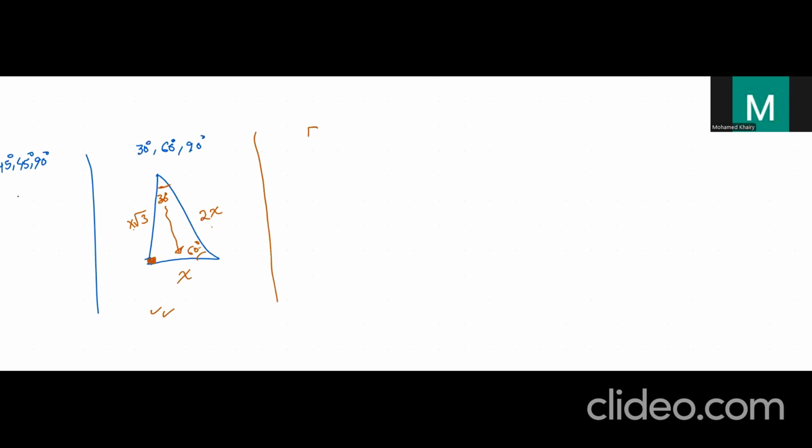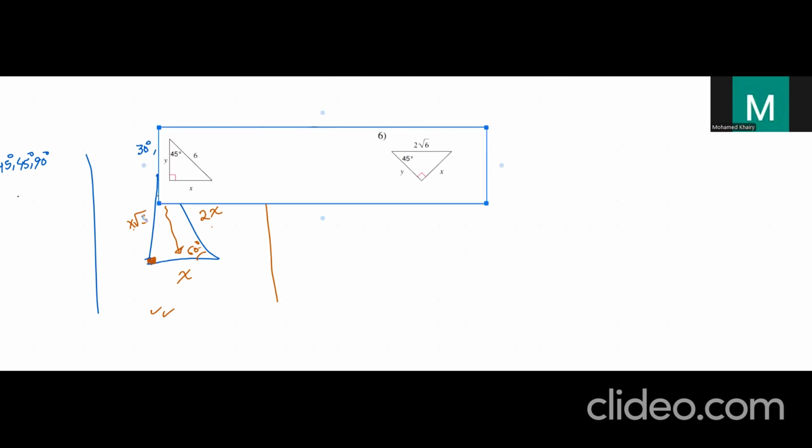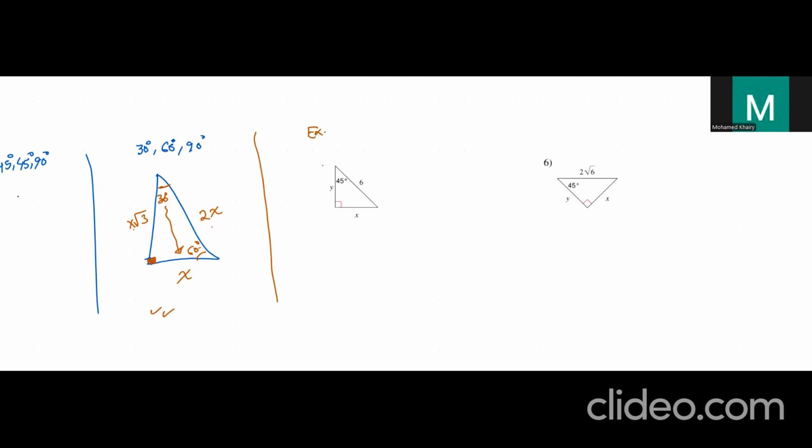Let's say that I have this example. Let's imagine that I have this triangle. Okay, I have here this kind of triangle. All those are my questions. He wants from you to find what x is and what y is. So how can I solve it? Let's see how we are going to solve it. Okay, so see here, what do I have?